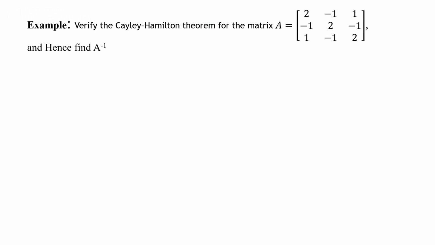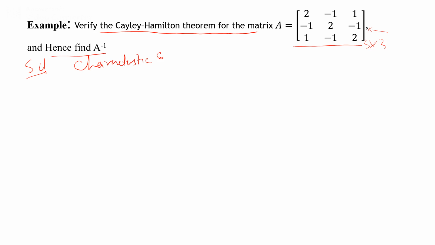Now take an example. We have to verify the Cayley Hamilton theorem for the given matrix and hence also find the inverse. So first we verify the Cayley Hamilton theorem, and with the help of that theorem we find the inverse of that matrix. Now we have a given matrix of order 3 cross 3. So first we write the characteristic equation. And what is that? Determinant of A minus lambda I is equal to 0.